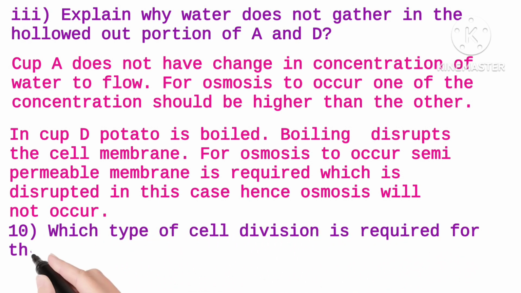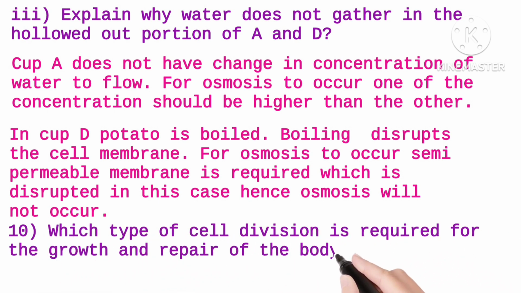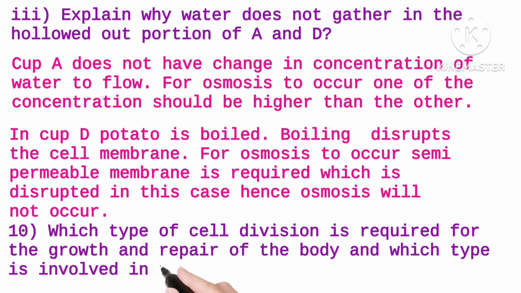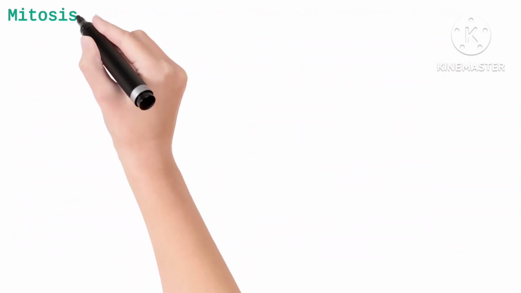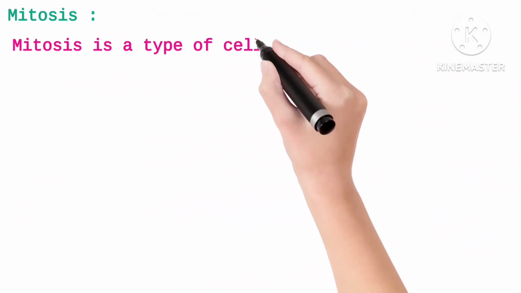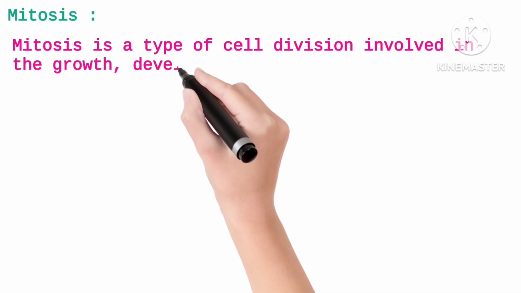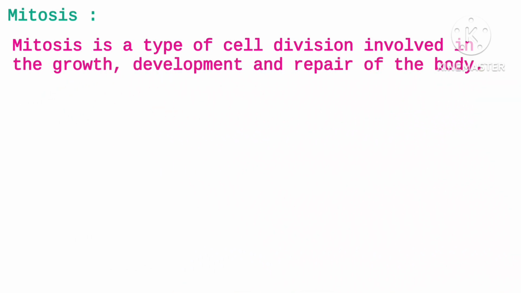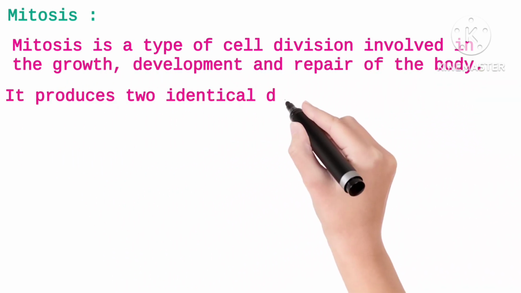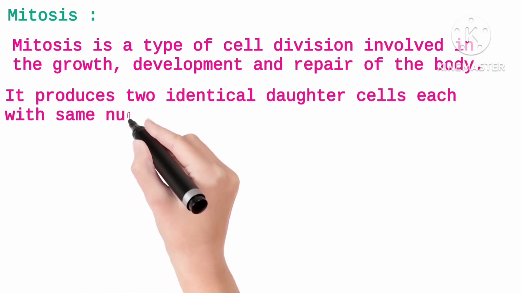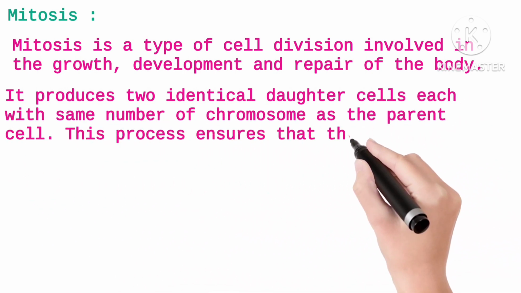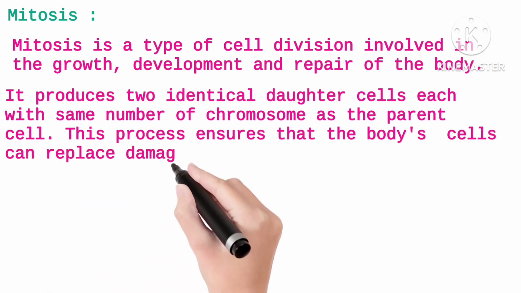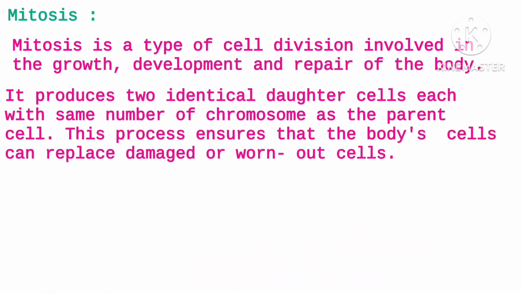Which type of cell division is required for the growth and repair of the body, and which type is involved in the formation of gametes? Mitosis. Mitosis is the type of cell division involved in the growth, development and repair of the body. It produces two identical daughter cells, each with the same number of chromosomes as that of the parent cell. This process ensures that the body can replace damaged and worn out cells.